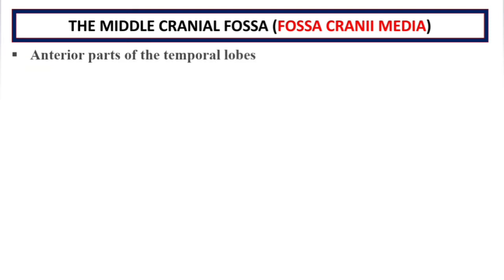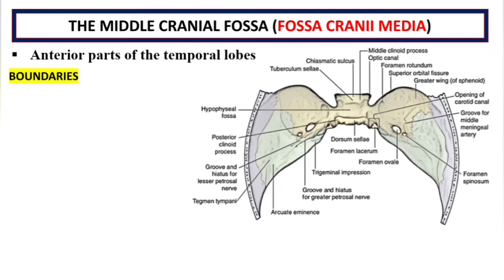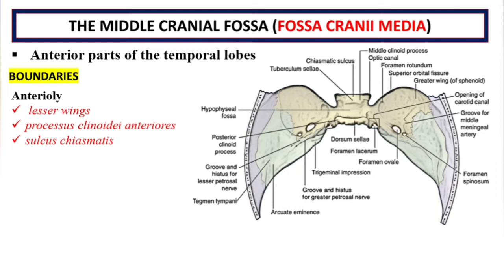The middle cranial fossa, fossa cranii media, right? So in this fossa, you find the anterior parts of the temporal lobes, right? So this is the middle cranial fossa. The boundaries. Anteriorly, you find the lesser wings of the sphenoid, the anterior clinoid process, the processus clinoidei anteriores, and the sulcus chiasmatis, right? So, this one is the chiasmatic sulcus, right? The lesser wings of the sphenoid, and the processus clinoidei anteriores, right?